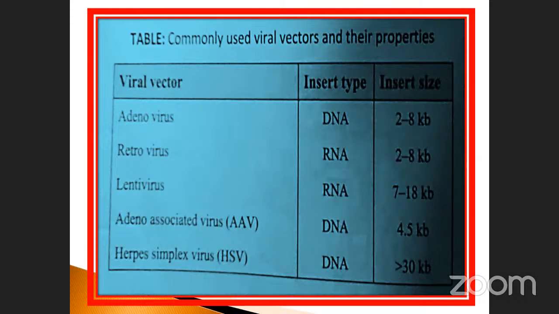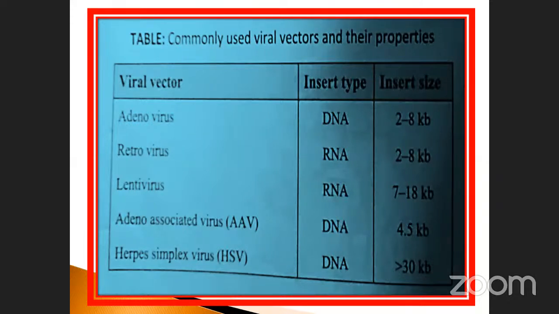Adenovirus is an animal virus with DNA. Note it down. Retrovirus is also an animal virus, but the nucleic acid is different, RNA. Lentivirus, RNA. Adeno-associated virus, DNA. Herpes simplex virus is also an animal virus, DNA. So three are DNA viruses and two are RNA viruses. Each one has a specific insert size: 2 to 8 kp, 2 to 8 kp for retrovirus, 7 to 18 kp, 4.5 kp, and less than 30 kp.